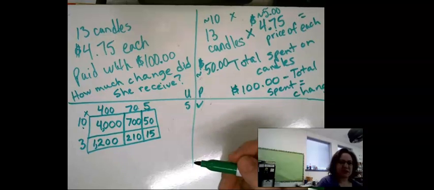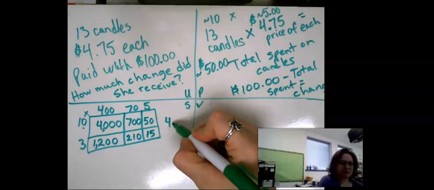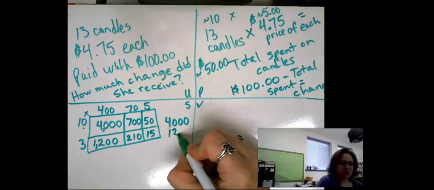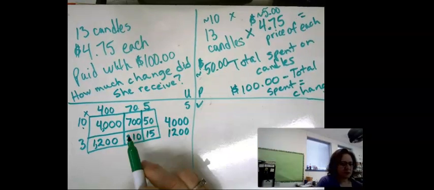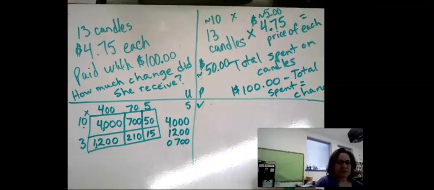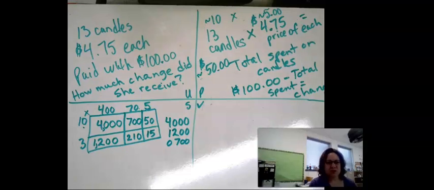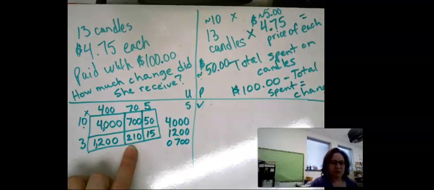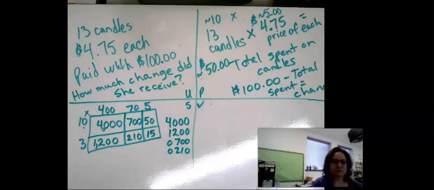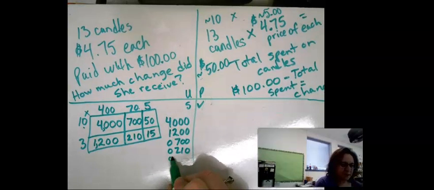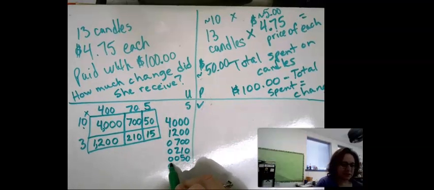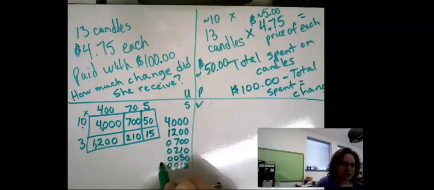All right, so let's go ahead and do that. We're going to have 4,000. We're going to have 1,200. We have 700. Be careful that you're lining up your place values perfectly straight. We have 210. We have 50. And we have 15. We're adding them all up.